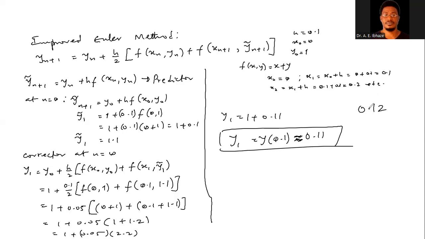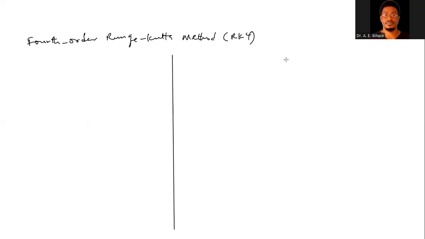And then one more method for the single step approach is the fourth order Runge-Kutta. So applying the fourth order Runge-Kutta method, that's RK4. We can split this board.